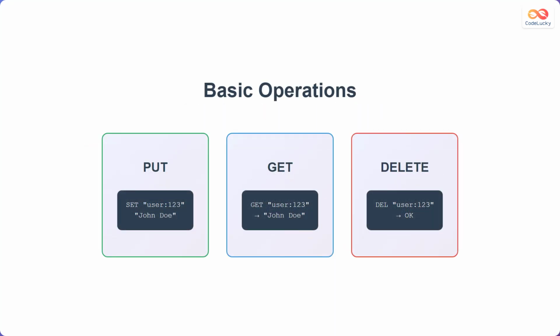Key value stores typically support 3 basic operations. The put operation is used to set the value for a given key. For example, set user:123 to John Doe. The get operation retrieves the value associated with the key. For example, get user:123 would return John Doe. The delete operation removes a key and its associated value. For example, del user:123 would remove the entry, returning OK to indicate success.